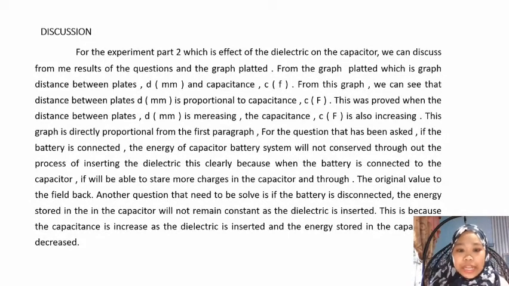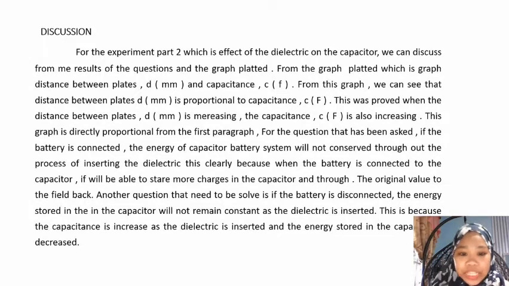Next, the discussion for part 2 is, for the experiment part 2, which is the effect of the dielectric on the capacitor, we can discuss from the results of the questions and the graph plot. From the graph plot, which is the graph of distance between plates and capacitance, we can see that distance between plates is proportional to capacitance. This was proved when the distance between plates is increasing, the capacitance is also increasing. This graph is directly proportional, as in the first part.